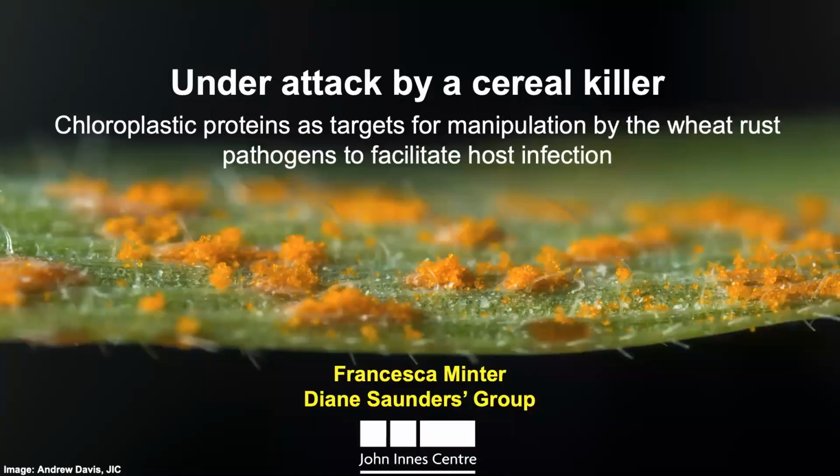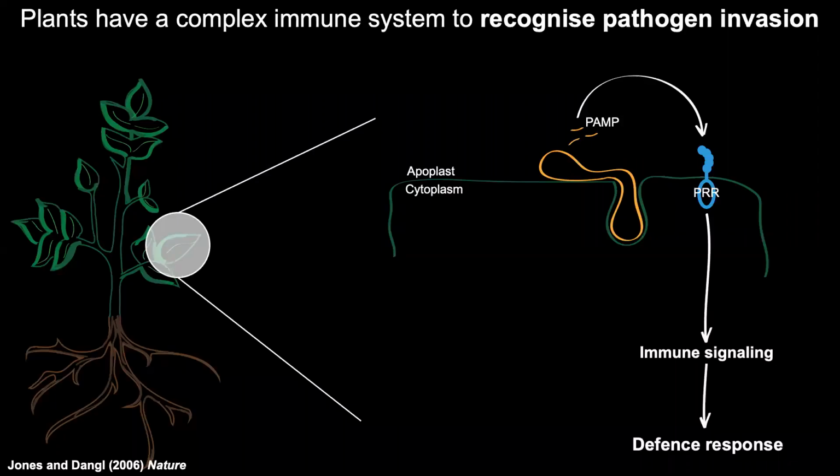Hello, I'm Francesca. I'm a first year PhD student in the Saunders Lab at the John Innes Centre, and today I'm going to tell you about the important role the chloroplasts play in the plant immune response and how I'm aiming to understand how the rust fungi in particular manipulate the weak chloroplasts and photosynthetic processes during infection.